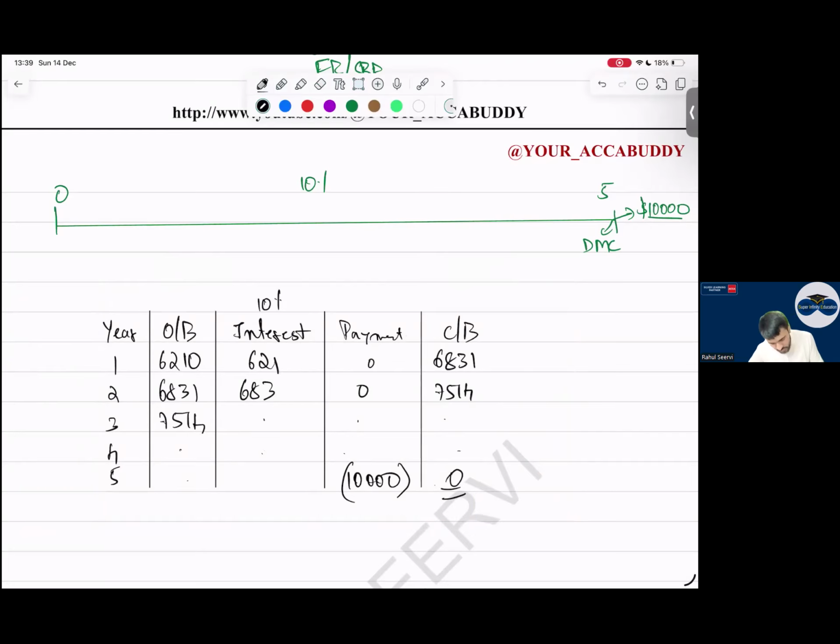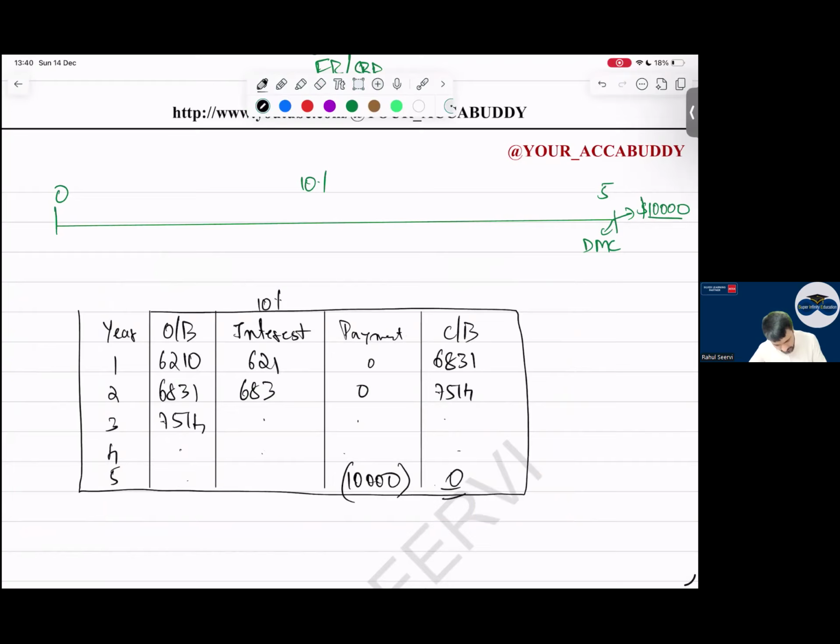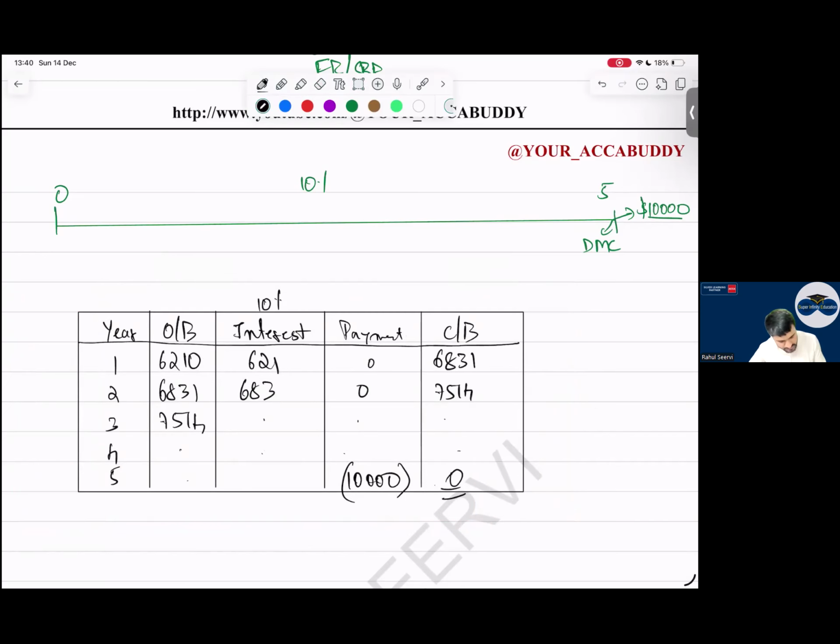So this table is known as what? Can anyone say me ये table को क्या बोलते हैं? Amortization table. Amortization schedule. So do not say, sir, amortization means depreciation of intangible. Amortization means spread anything over the year. Simple.